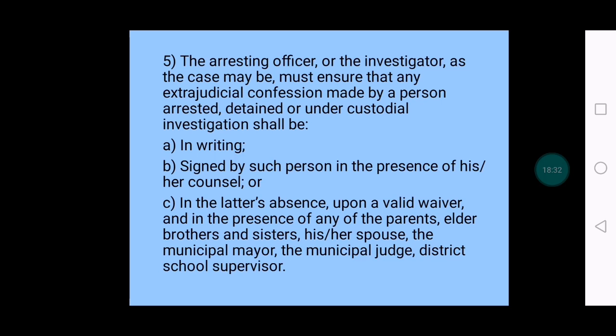Number 5. The arresting officer or the investigator, as the case may be, must ensure that any extrajudicial confession made by a person arrested, detained, or under custodial investigation shall be in writing, signed by such person in the presence of his/her counsel, or in the latter's absence upon a valid waiver, and in the presence of any of the parents, elder brothers and sisters, his or her spouse, the municipal mayor, the municipal judge, the district school supervisor.